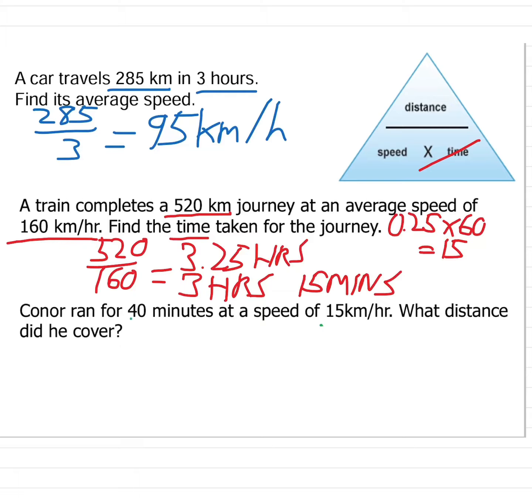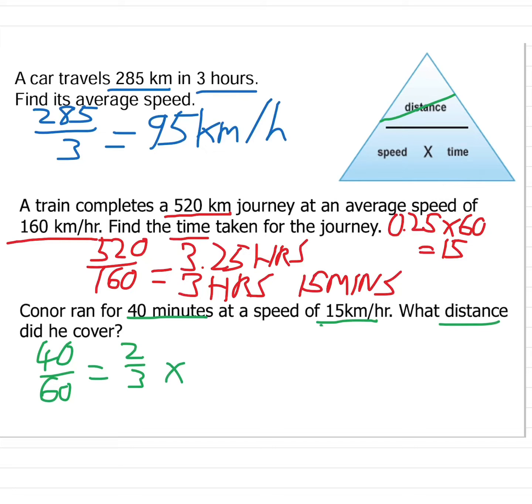Last one now. So Connor ran for 40 minutes at a speed of 15 kilometers per hour. What distance then did he cover? So again, I'll rub out time, and we're looking for distance, so let's cross that off, and it's going to be speed multiplied by time. So we have our speed, which is 15 kilometers per hour, but be careful of the time. It's in minutes, and we want it to be in hours. So to change it to a decimal or fraction of an hour, let's do 40 over 60. So that would simplify to 2/3. So I'm going to keep it like that.